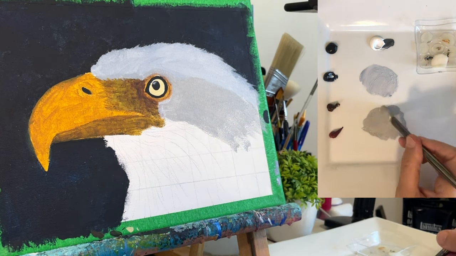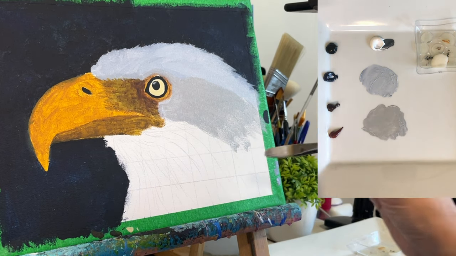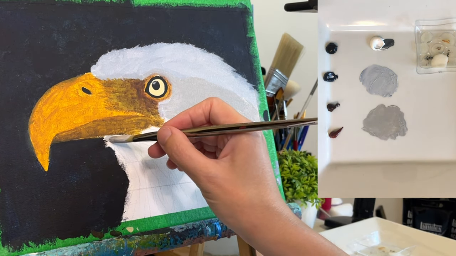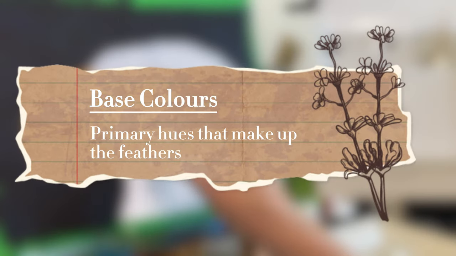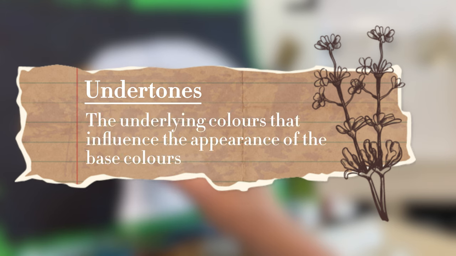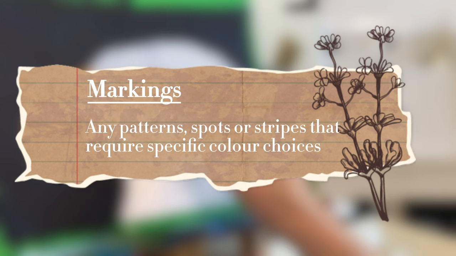Before selecting your palette, try to find and pay attention to the natural colors and consider the following. Base colors. These are the primary hues that make up the feathers. Undertones. The underlying colors that influence the appearance of the base colors. And markings. Check for any patterns, spots, or stripes that require specific color choices.